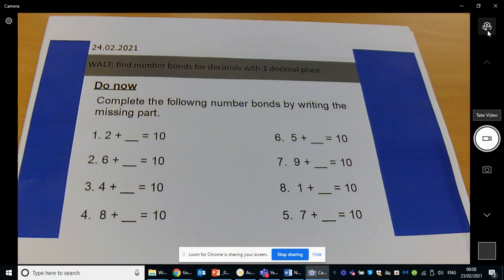And here is a look at your do now. So what I'd like you to do is pause the video, and I want to see how quickly you can complete this do now. What you've got to do is complete the following number bonds by writing the missing part. So if you'd like to quickly grab a watch or a clock, get someone else maybe to time you, or just do it as quickly as possible. Can you complete these missing number bonds as fast as you can? So pause the video, off you go.